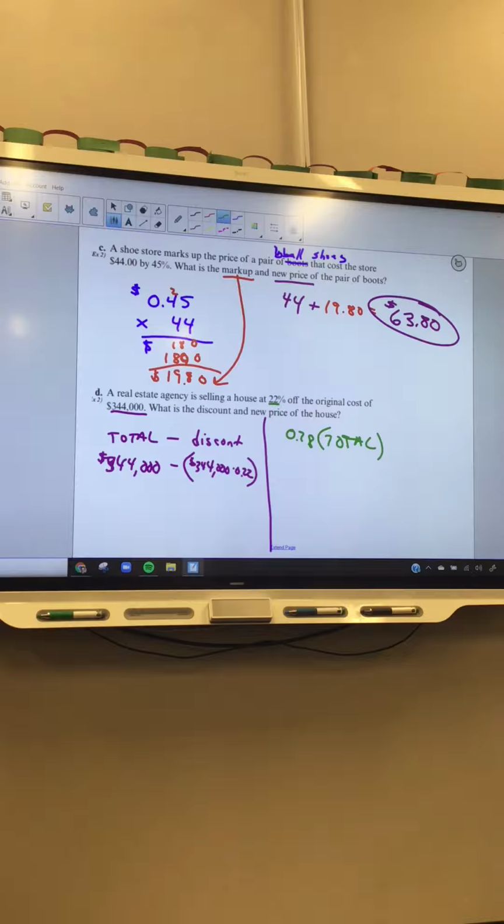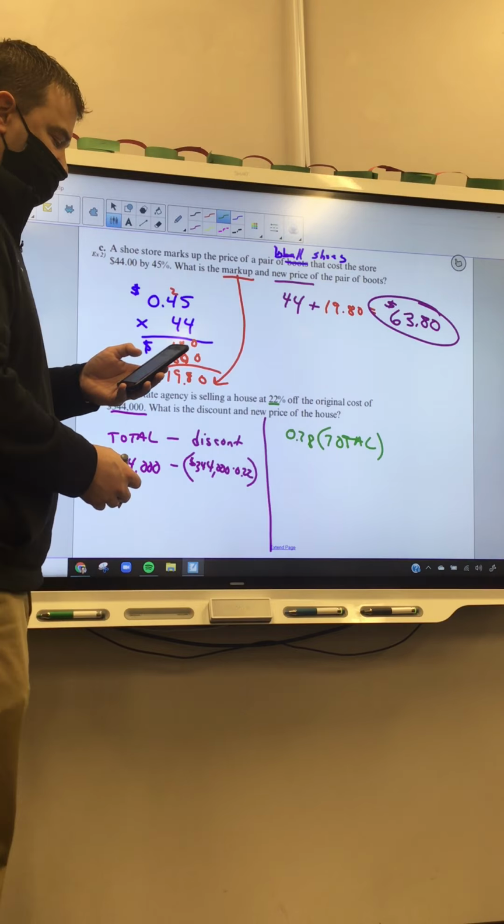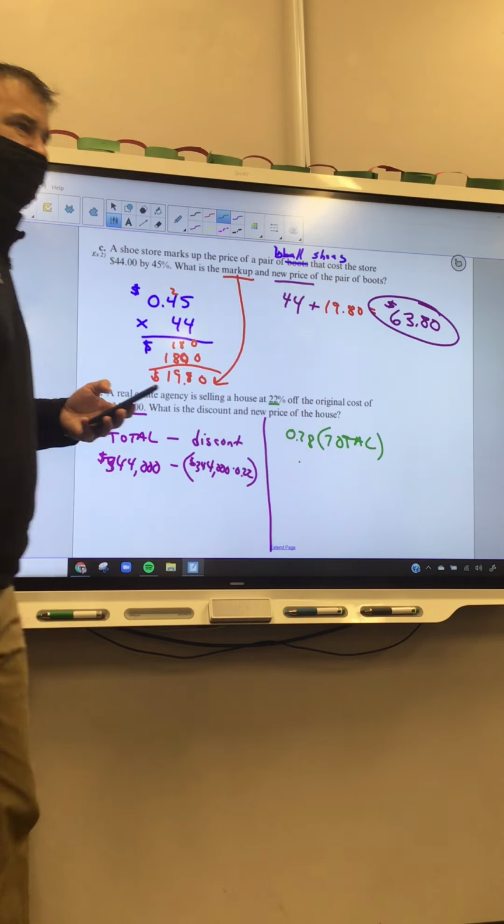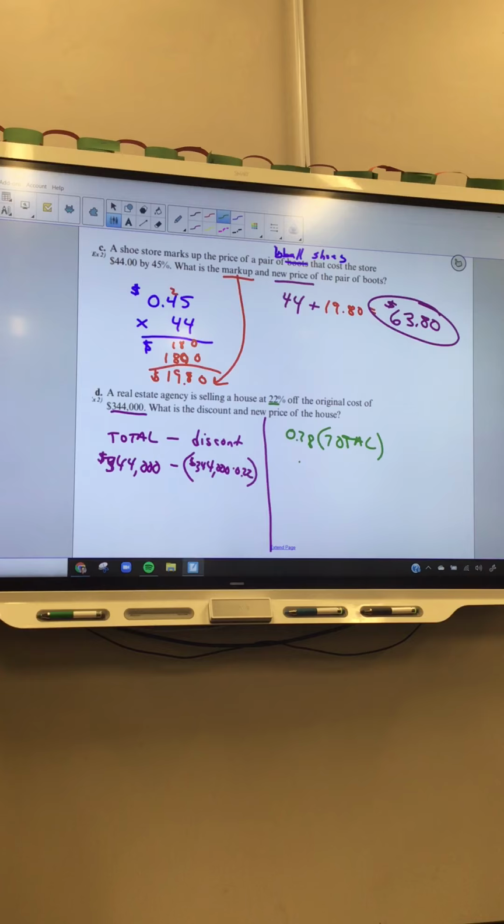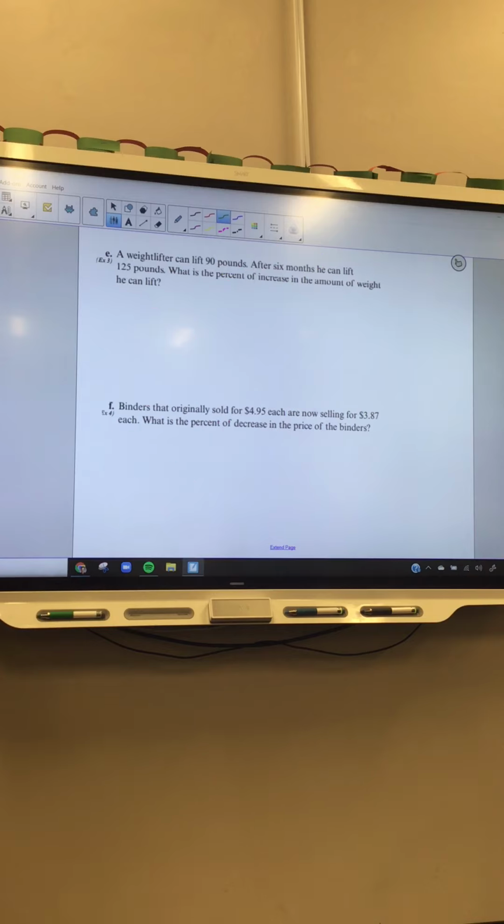268,320. Which way did you do it? Okay, you got 268,320. I got 268,320 by doing it this way. So either way is okay. Alright, take a look at a couple more.